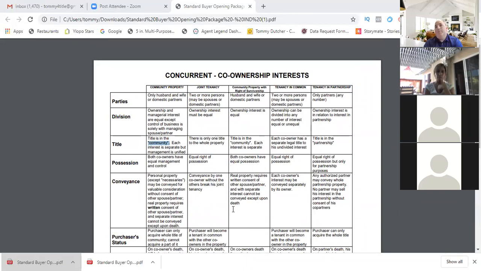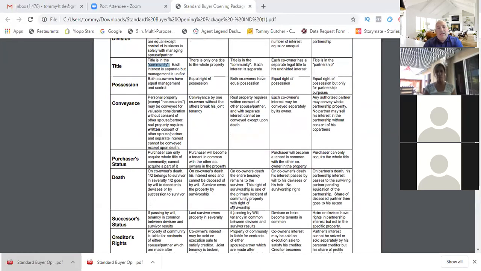Joint tenancy, I would probably say, is the most common. And the reason why is two or more persons, it may be spouses or domestic partners, but it has to be two or more persons, can own as joint tenants. In joint tenancy, ownership interest is equal. There is only one title to the whole property, and it cannot be willed, which means two or more people own that property. If one were to pass away, 100% of the rights revert to the remaining person on title.